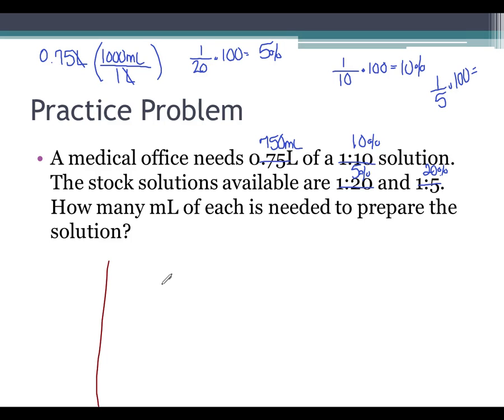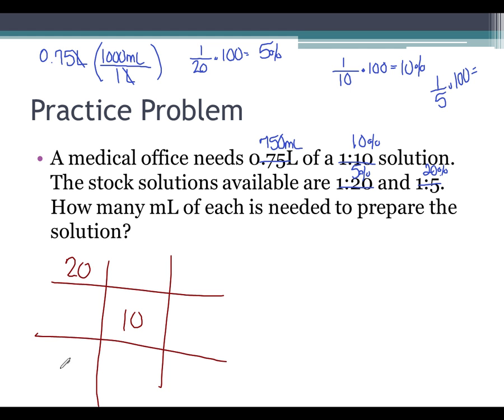I'm going to go ahead and set up my tic-tac-toe grid. So I'm making 10 from 20 and 5. I'm going to subtract diagonally. 20 minus 10 is 10. 10 minus 5 is 5, to give me a total of 15 total parts.